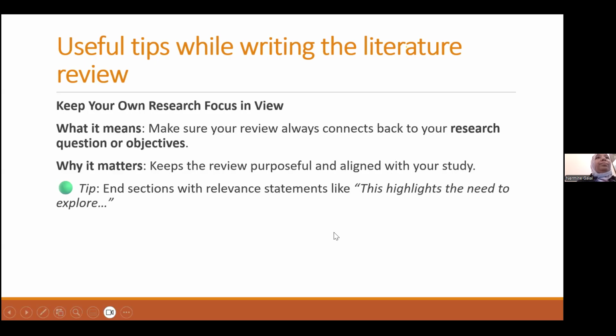Following, make your own research focus in view. Always state where you are from what is being described. So against this backdrop, the current research does whatever. In the shade of this, the current research claims whatever. According to this, the current research seeks to do whatever. Always remind the reader of the aim of your research.